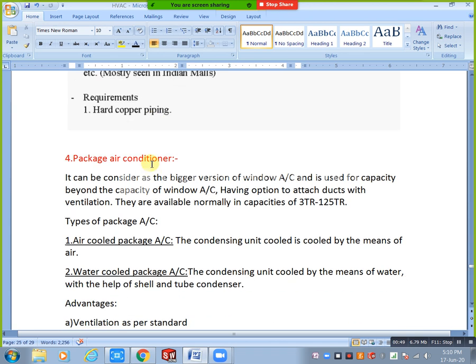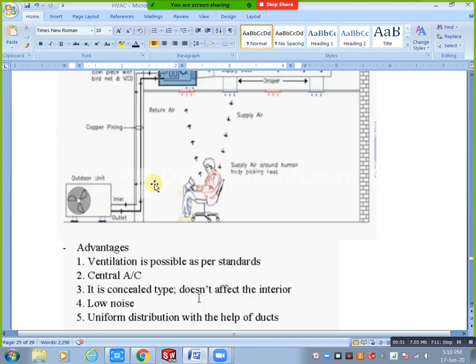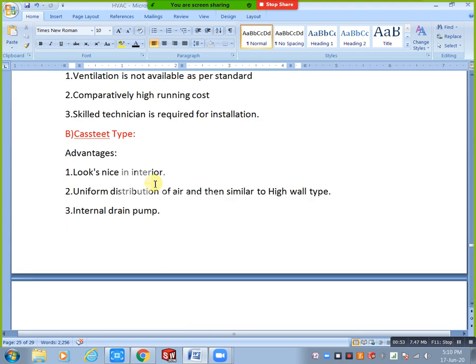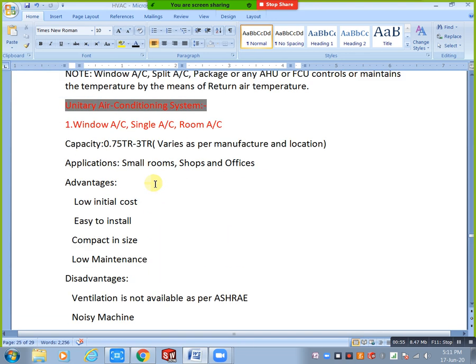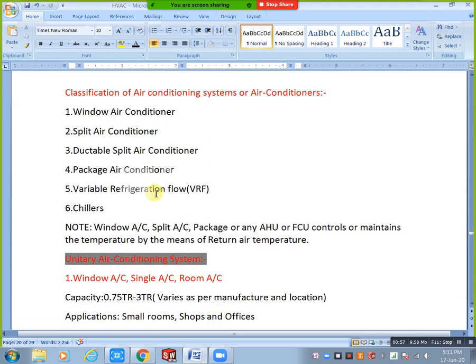Okay, next we will discuss about here. See, totally how many types of air conditioners is there? Means here we have totally 6 types. These 5 we consider as a DX systems, right? Window air conditioner, split air conditioner, ductable split air conditioner. We completed these 3 topics, right? Next we need to discuss about package air condition. Okay, package air conditioner system.